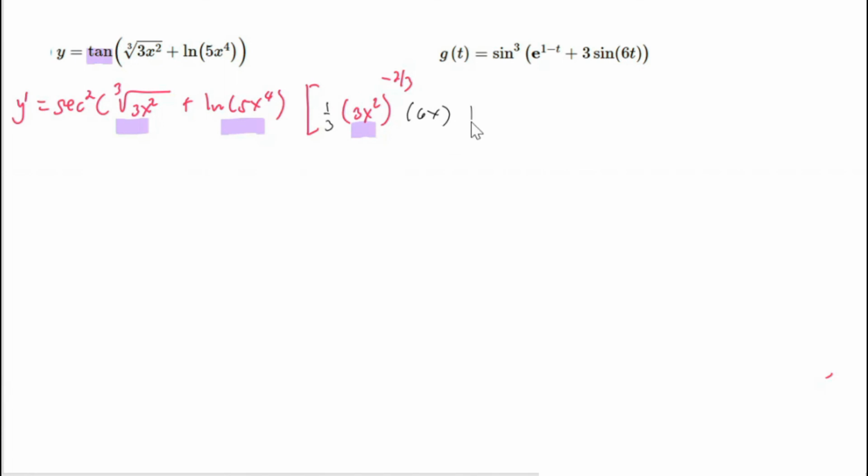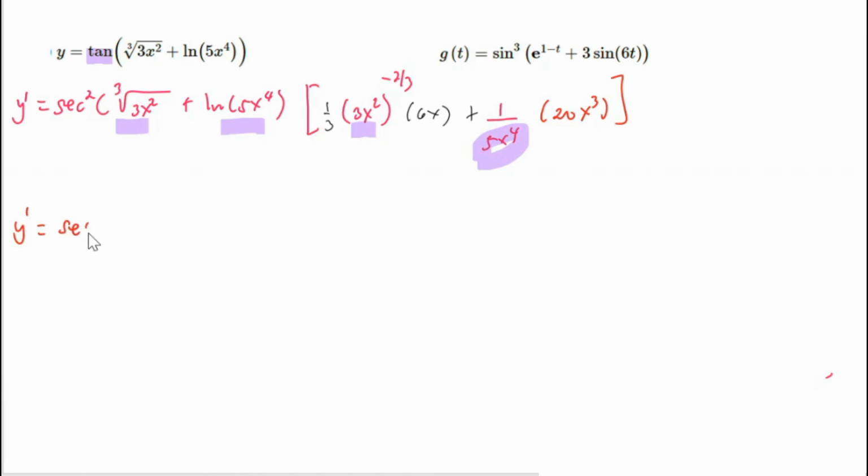So plus, next, on the second term, ln of 5x raised to the fourth power. With this ln, you take the reciprocal of the angle. We have 1 over 5x to the fourth power. And then take the derivative of 5x to the fourth power, which gives us times 20x³. Close.